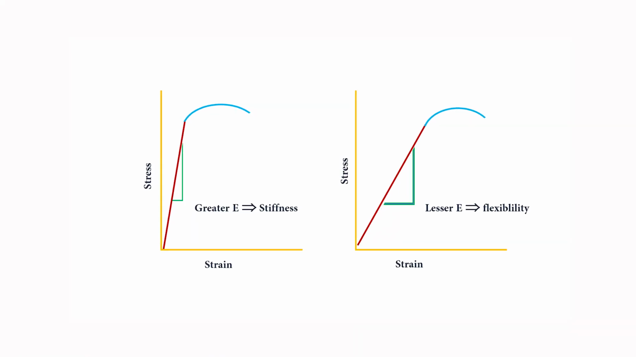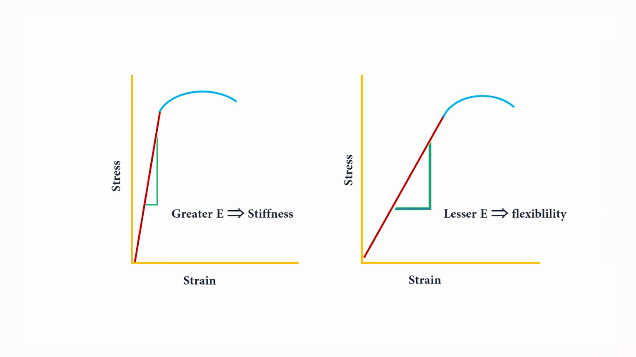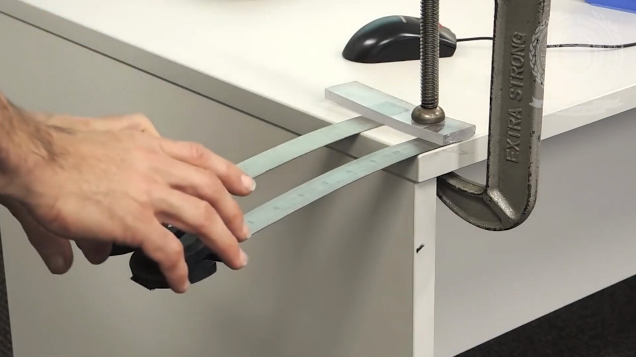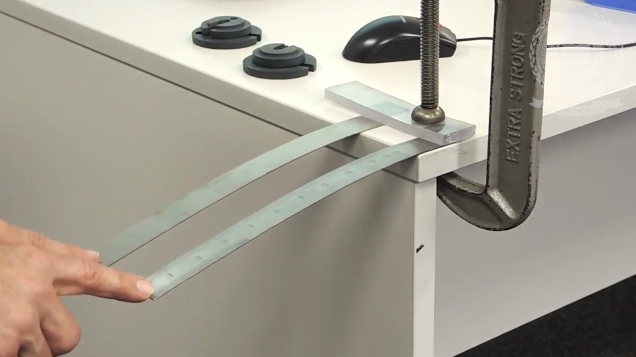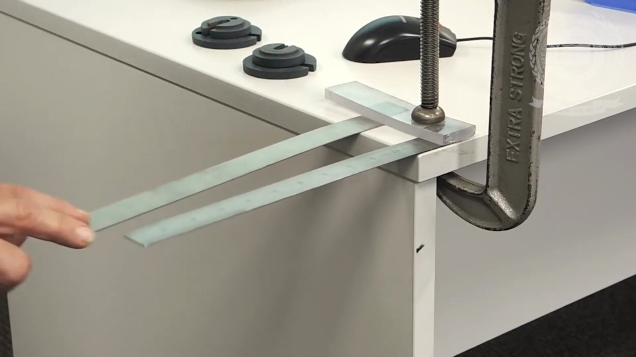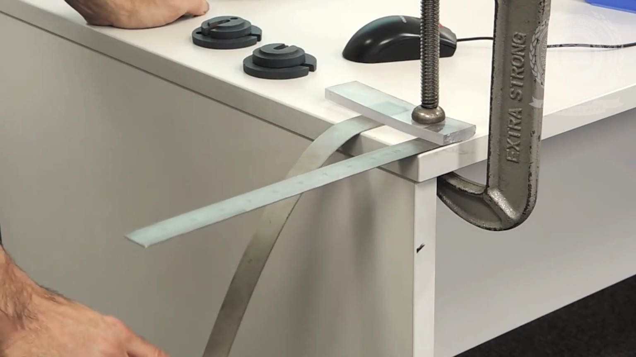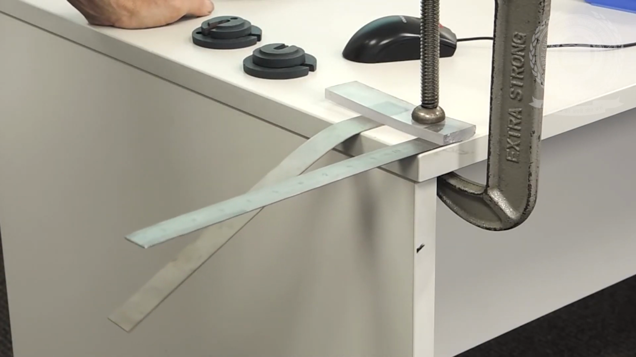E is measured by the slope of stress-strain graph. It describes relative stiffness or rigidity of a material. Therefore, it follows that lesser the strain for a given stress, greater will be the stiffness and higher the Young's modulus, and vice versa.